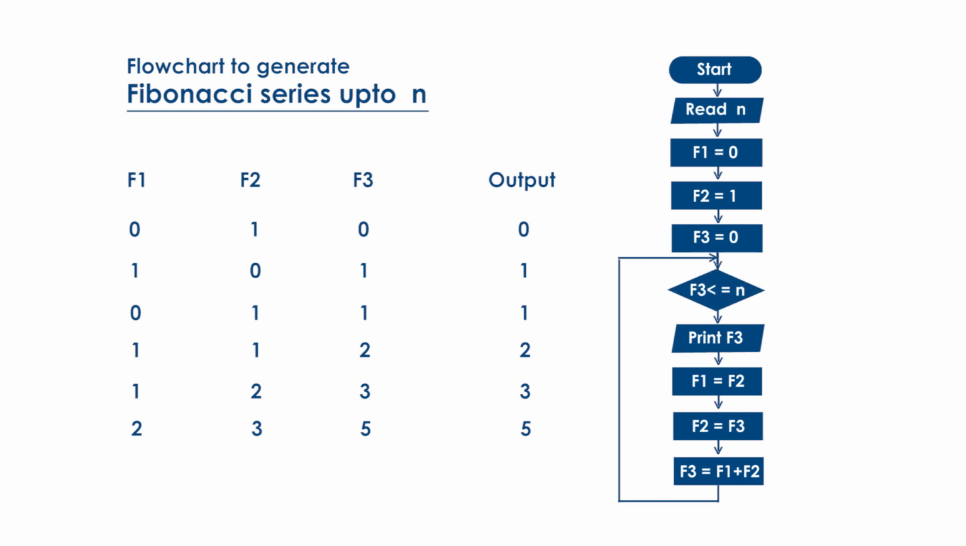We need a termination condition for the loop. We continue the loop only if the value of f3 is less than or equal to n. Once the value of f3 becomes greater than n, we stop the process. Hence, the termination condition is f3 less than or equal to n. If yes, continue the steps. If no, we have generated the series up to the given limit and we can now stop.